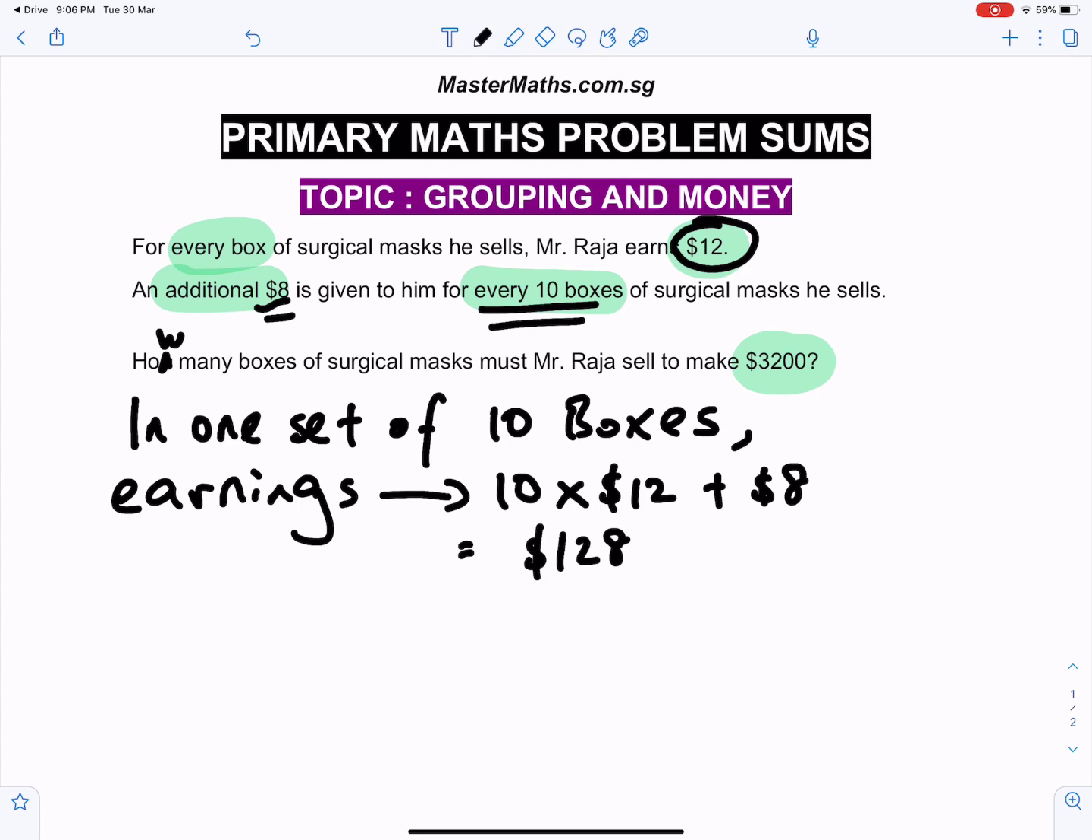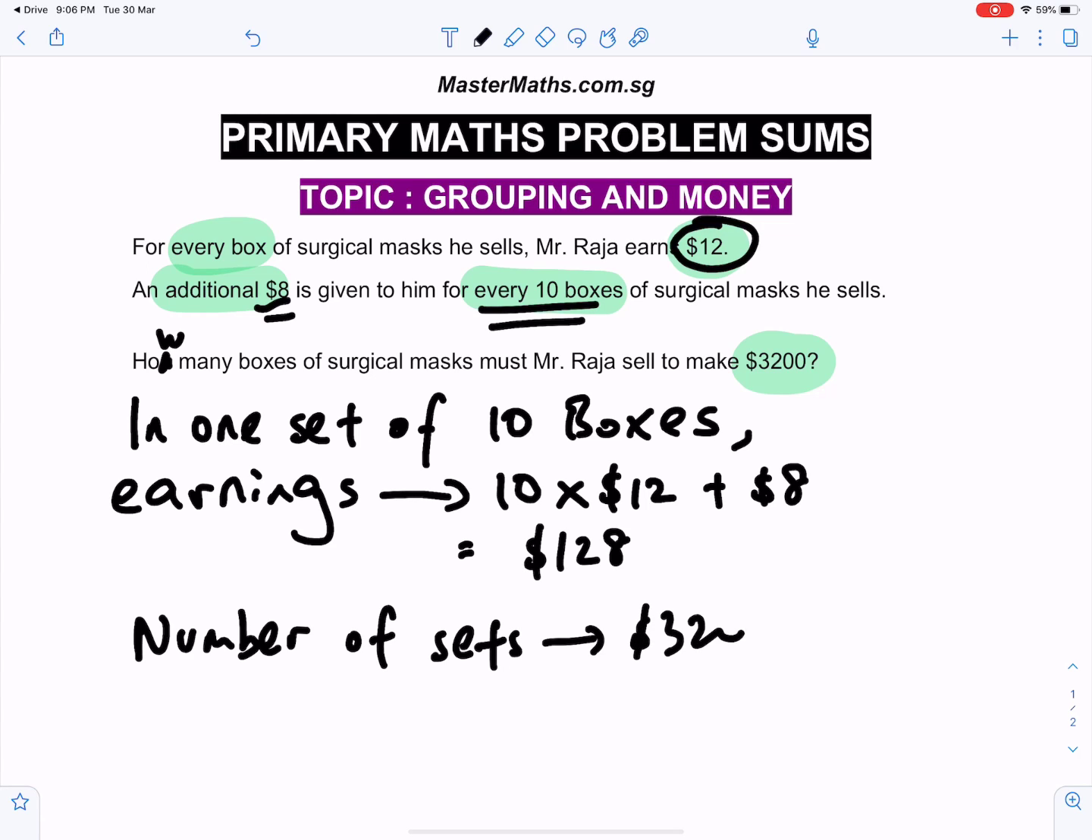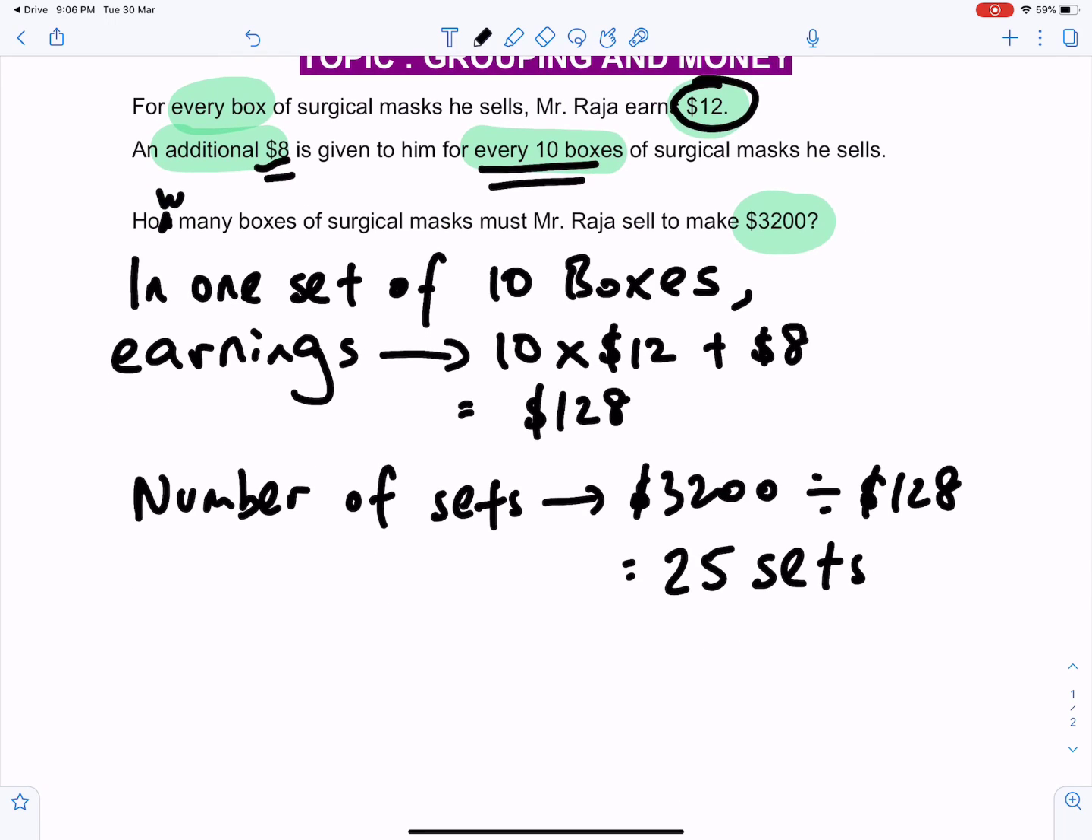Okay, the next step, we see how many of such sets Mr. Raja must sell. 3,200 divided by 128 is 25 sets. Exactly 25 sets. Which means that the number of boxes of surgical masks that Mr. Raja has to sell is 25 multiplied by 10. Why multiplied by 10? Because each set has 10 boxes.